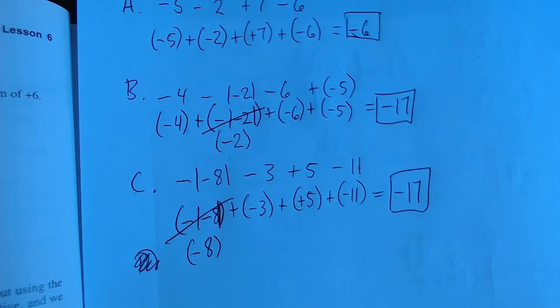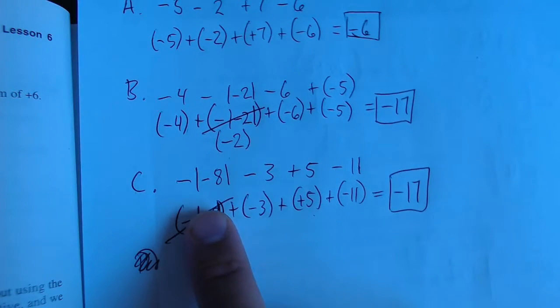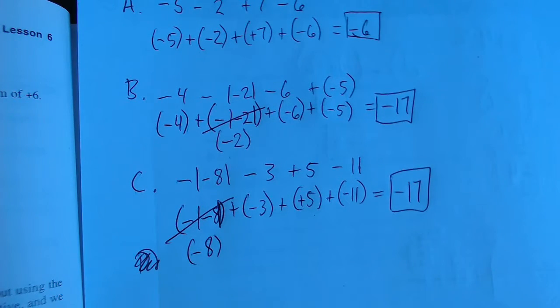So that's algebraic addition, including the absolute value numbers. If you have any questions, feel free to ask me in class, but other than that, this should be pretty straightforward.